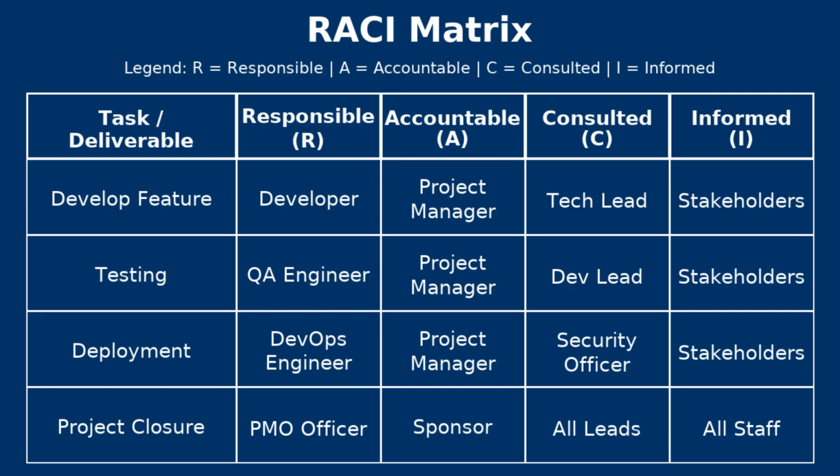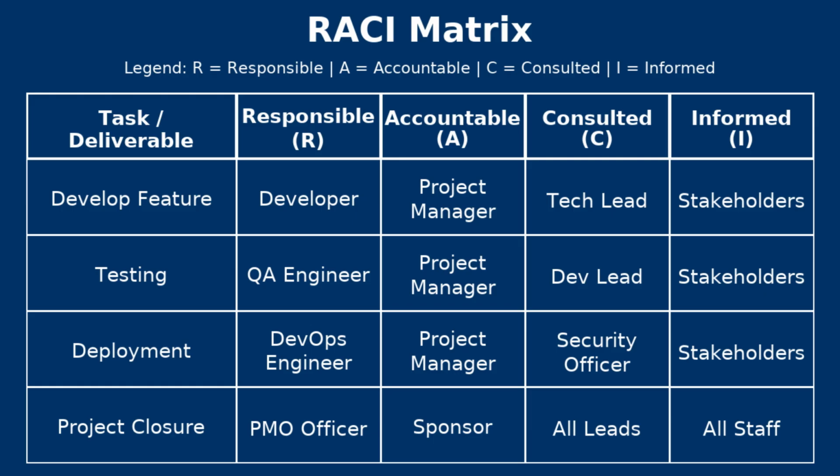Let's take an example here. As you can see in the example in front of you, develop feature is a task where the developer is responsible. The developer is the person who is actually going to code the feature. The project manager is accountable for this task. He ensures delivery on time and scope. The tech lead comes under the consulted role, where he is the one who is going to provide technical guidance. You are going to consult him for completing this task. Stakeholders are going to be informed. You should always keep them updated on the progress.